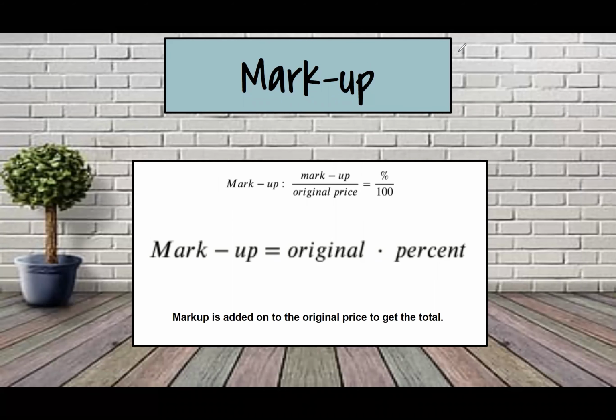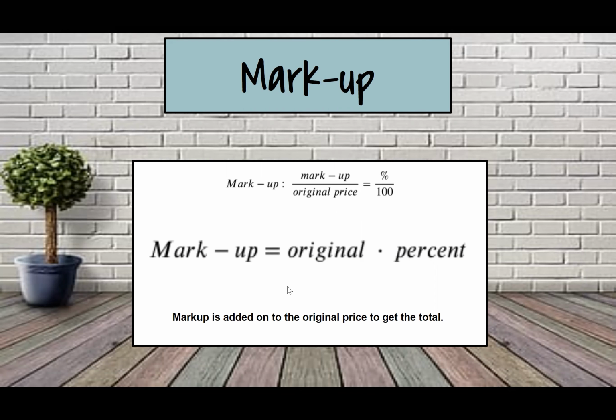All right, so now let's look at markup. So discount is marking it down, taking it down, it's going to be smaller. Marking it up is going to be making it larger. So let's look at the formula together. The markup over the original price equals percent over 100. Now we've got a little thing right here. If you multiply the original by the percent, that will give you your markup, and that's true.